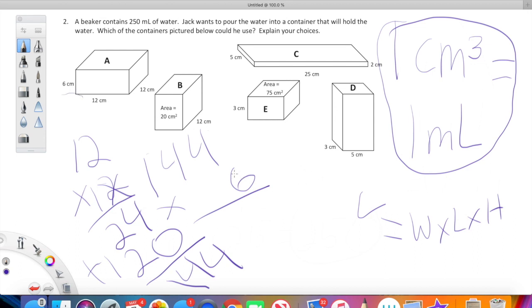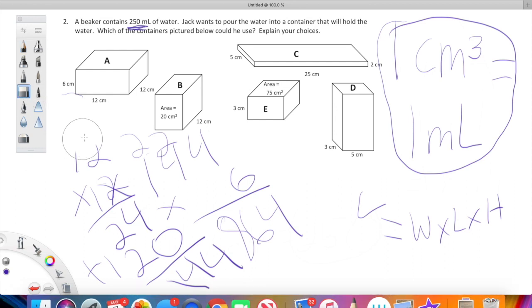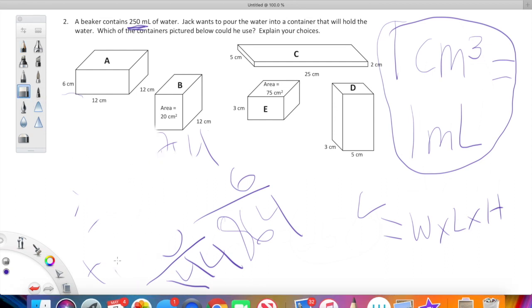Okay, 6 times 4 is 24. 6 times 4 again is 24, plus 2 is 26. 6 times 1 is 6, plus 2 is 8. 864 is not anywhere close to 250, so let's just put that out of there.